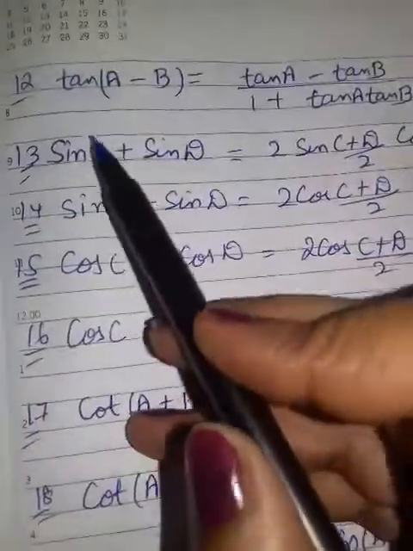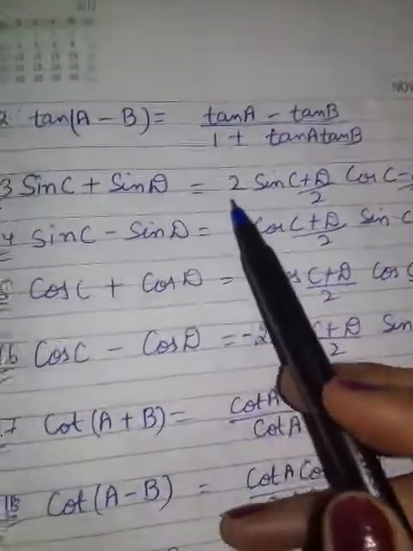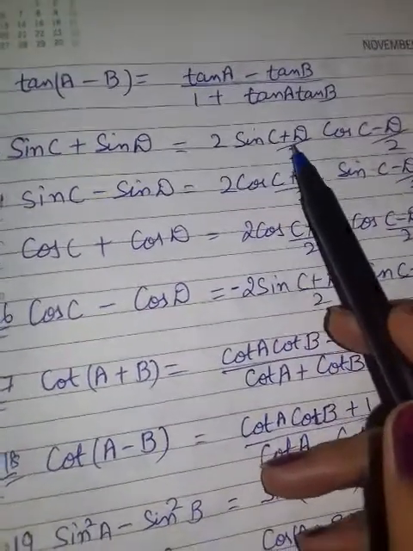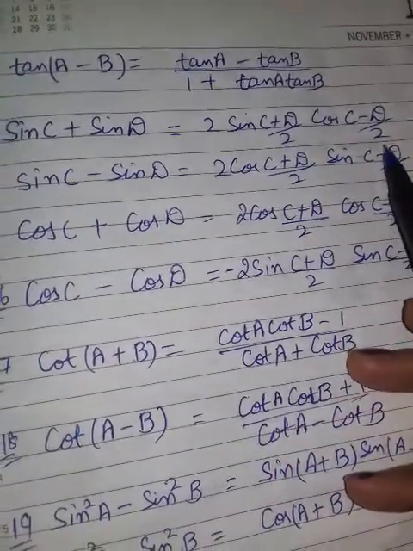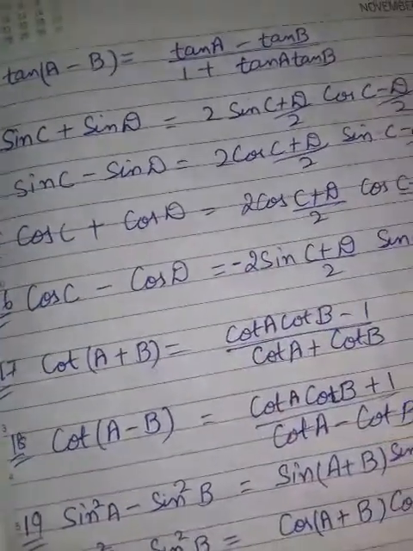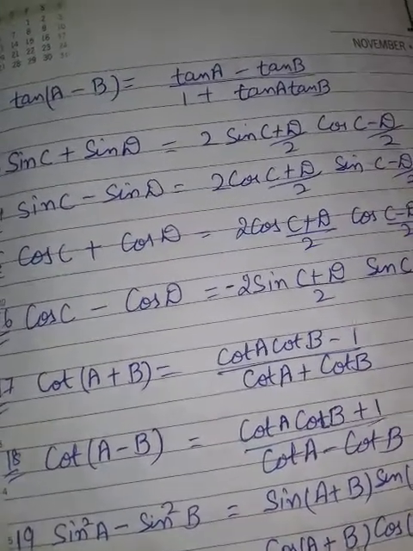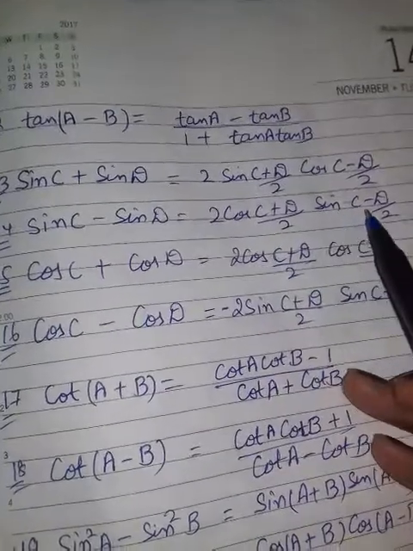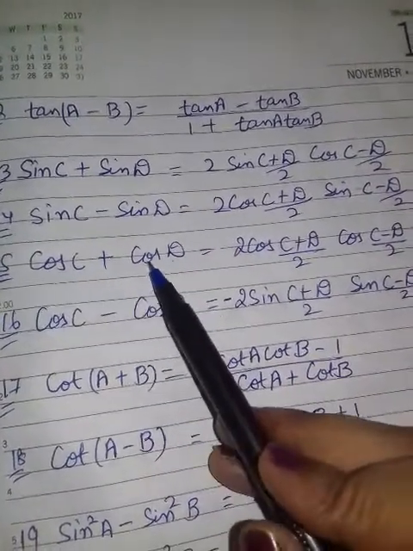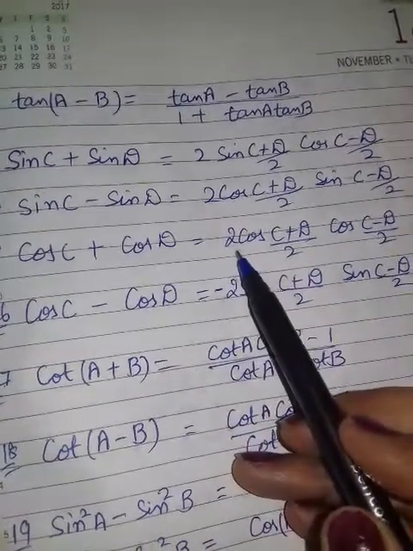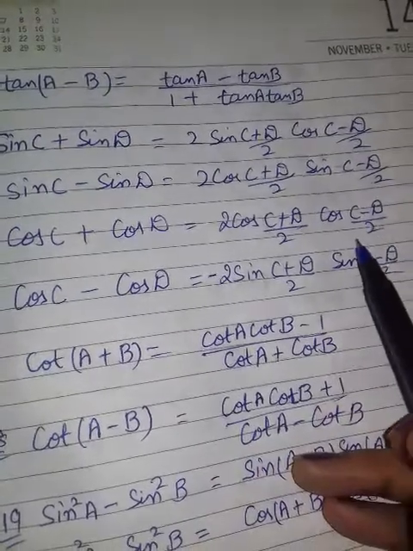Now next, these are known as CD formulas. Sine c plus sine d is equal to 2 sine (c plus d) by 2 cos (c minus d) by 2. Sine c minus sine d is equal to 2 cos (c plus d) by 2 sine (c minus d) by 2. Then after that cos c plus cos d is equal to 2 cos (c plus d) by 2 cos (c minus d) by 2.